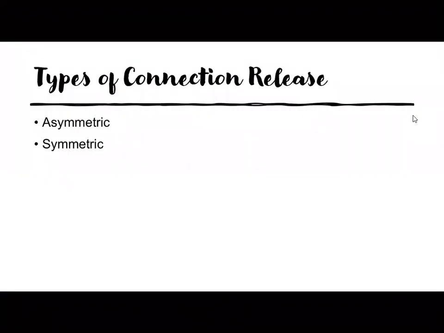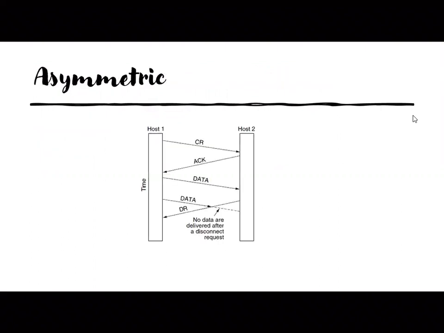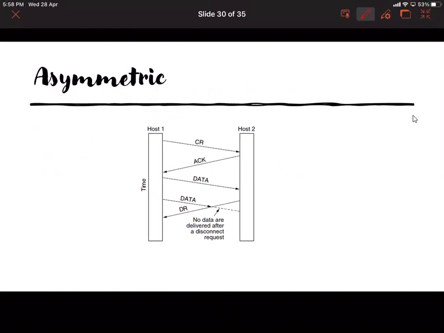Basically, there are two types of connection release procedure. One is asymmetric and the other is symmetric. In asymmetric, you have a procedure like this. A connection request is sent, an acknowledgement is sent, and data plus acknowledgement is sent back to host 2. After that, data is transmitted.